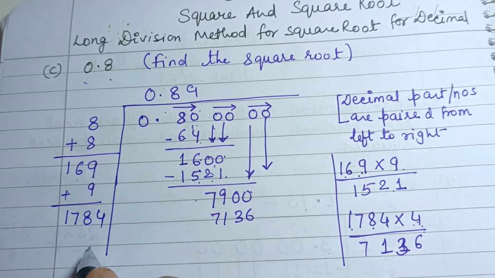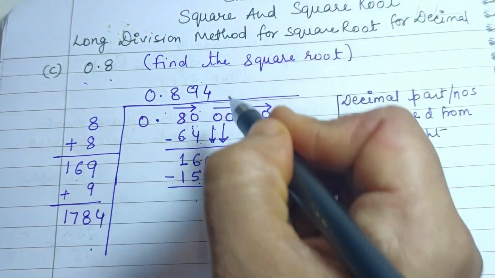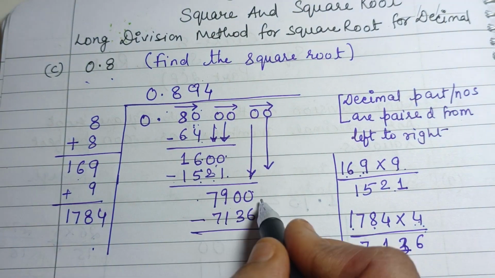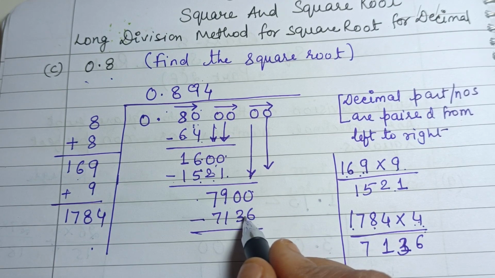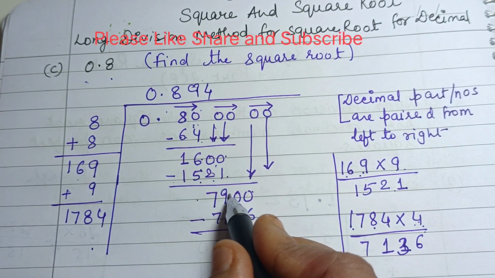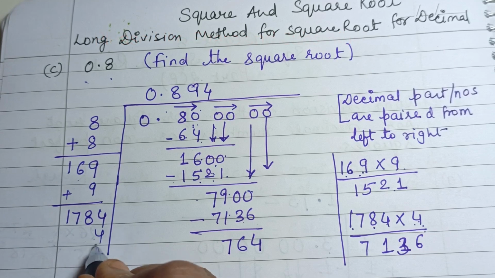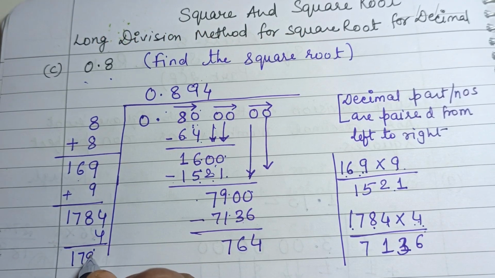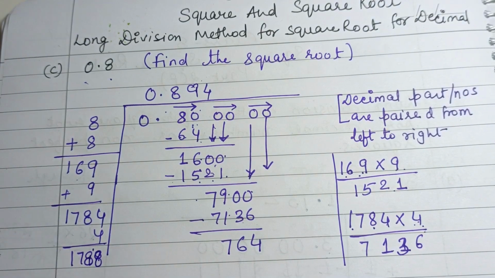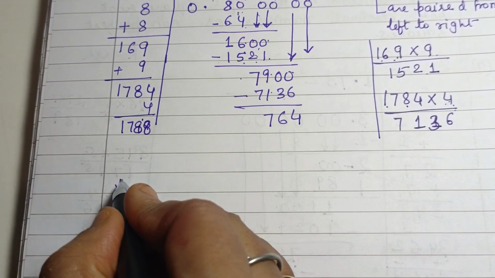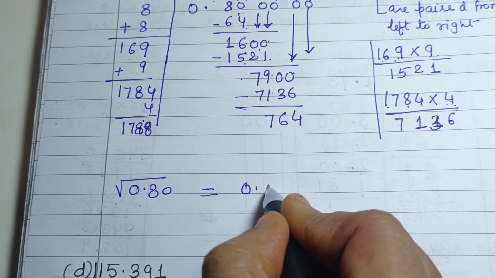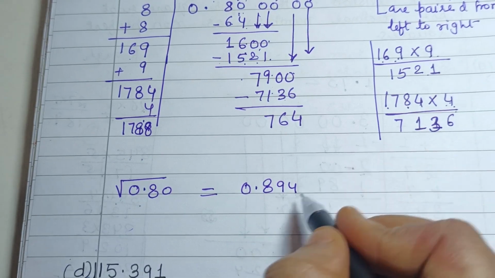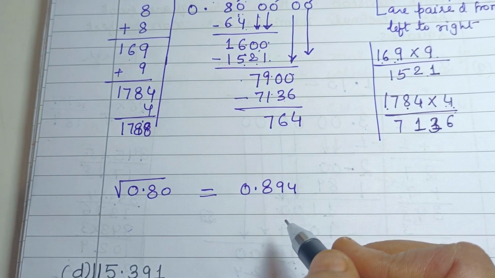So 4 will come here in the divisor section, 4 will come here in the quotient, and it will subtract. After subtraction it will come 10 minus 6 is 4, 9 minus 3 is 6, and 8 minus 1 is 7, and 4 will be added here. So it will come 1788. So the square root of 0.80 has come 0.894.